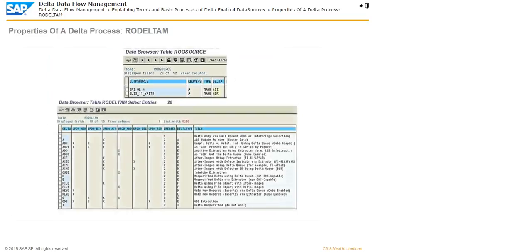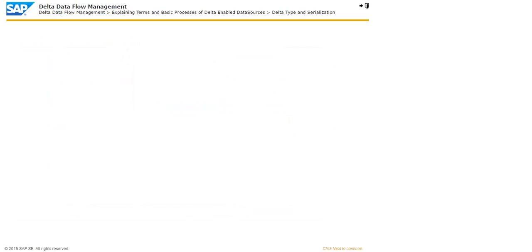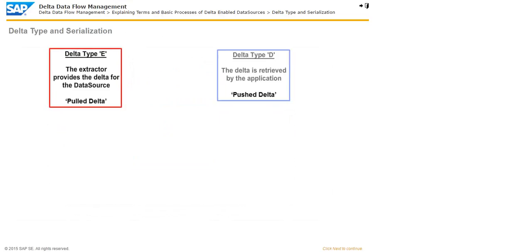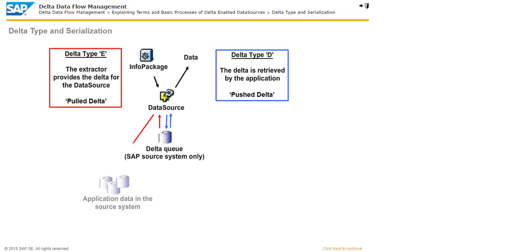The procedure for the delta process is as follows. Determine the possible characteristic values of serialization are as follows.